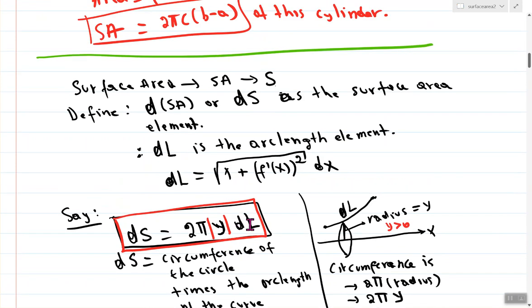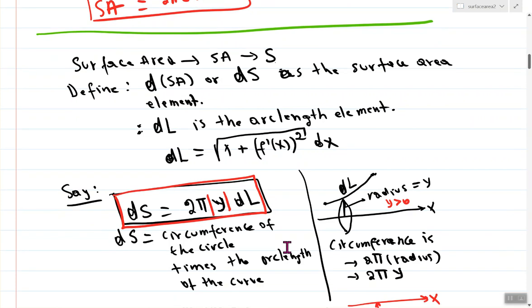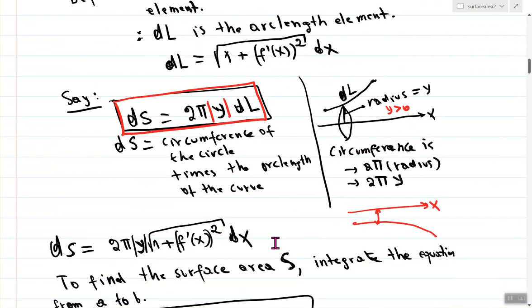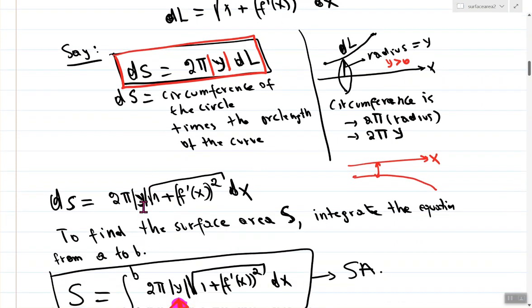But the dl, we know it's the length of an arc. So we know dl, which is the arc length element, is the square root of 1 plus f prime of x squared dx. That's dl. We stated that earlier. So here we're going to replace dl by the square root of 1 plus f prime of x squared dx. So then we end up with 2 pi times the absolute value of y. The reason we're putting the absolute value of y is because y is the radius. So if y is in the negative part, then we need to put the absolute value. So it's a positive radius.